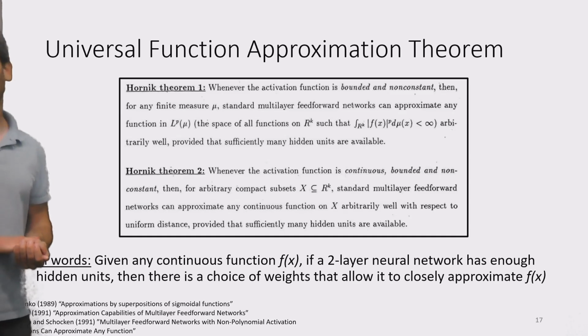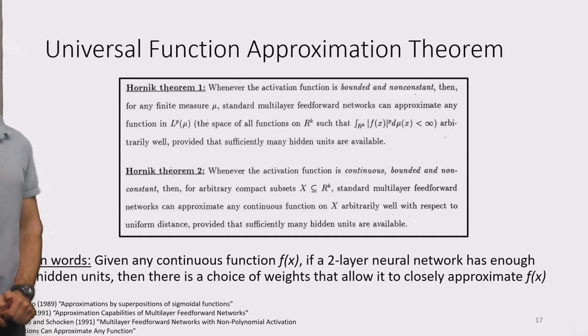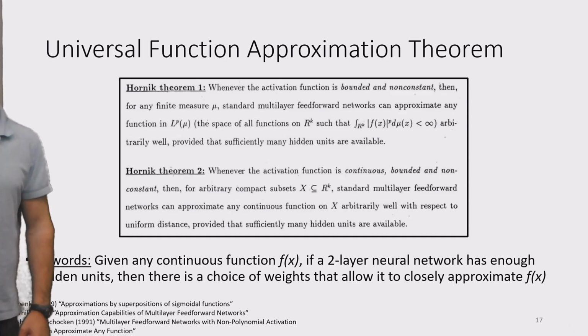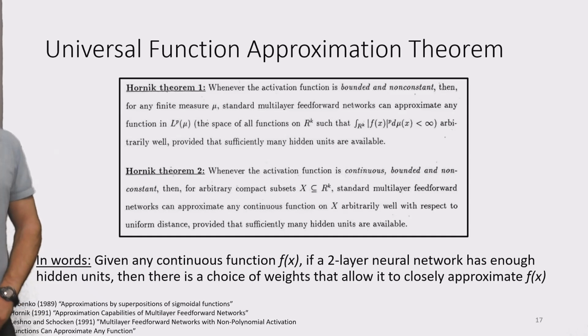In specific words, it means that given any continuous function f of x, if a two-layer neural network has enough hidden units, then there is a choice of weights that allow it to closely approximate f of x to arbitrary precision. Right, and the same theorem also can be shown for a fixed width network with sufficient number of layers. And there are also other variants of the universal function approximation theorem, but they're not very relevant for this course at least.